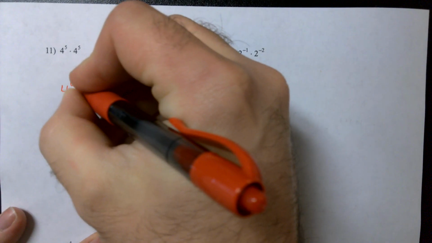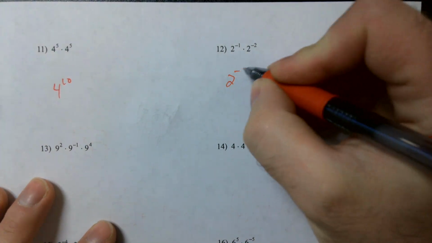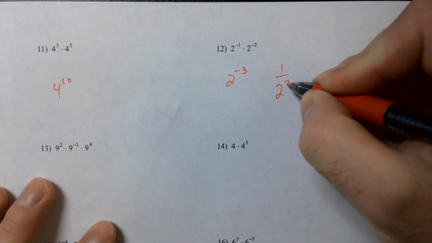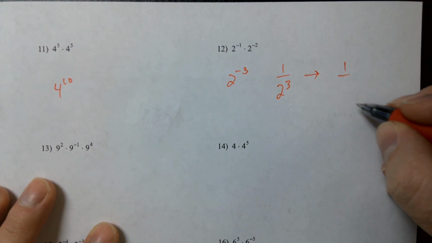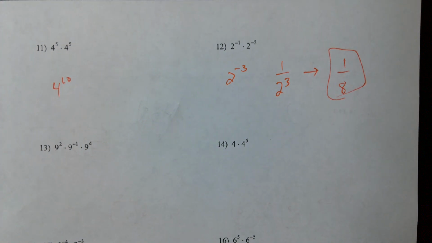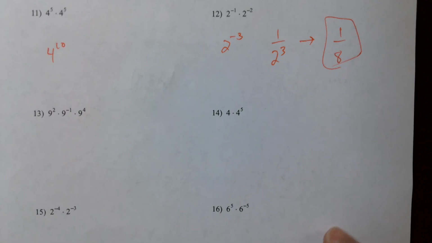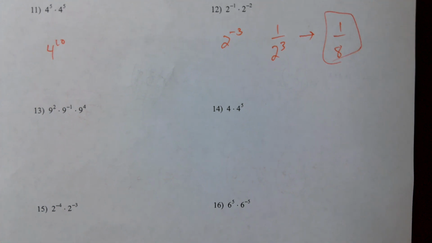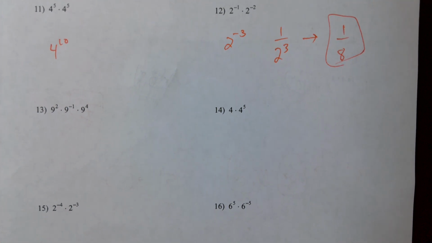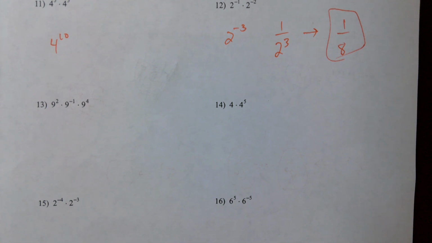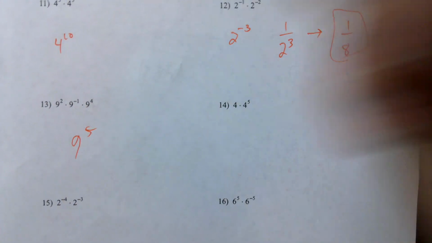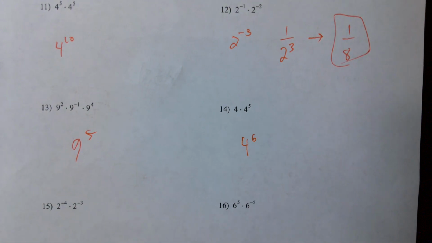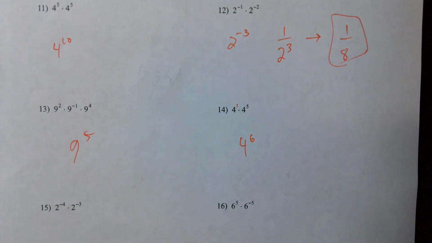On the back, you get 4 to the 10th. 2 to the negative 3rd, which is 1 over 2 to the 3rd. What's 2 to the 3rd power? 8, right? 2 times 2 times 2, not just 2 times 3. So 1/8 is what we get. Number 13, what did you get for 13? 9 to the power of 5, good. 4 to the power of 6, because we've got that invisible 1 that we want to add to the 5.